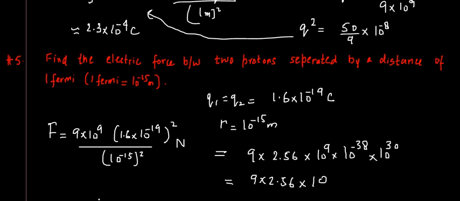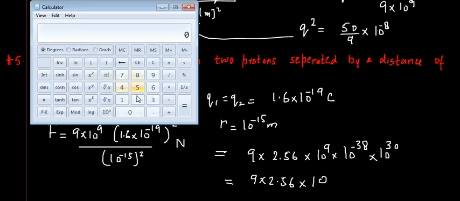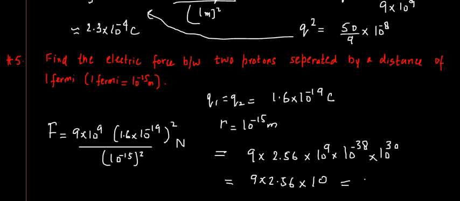So we could calculate, this is 25.6 into 9. 25.6 times 9 is equal to 230.4. So the answer is equal to 230.4 newtons. You could take approximately 230 newtons. Okay.